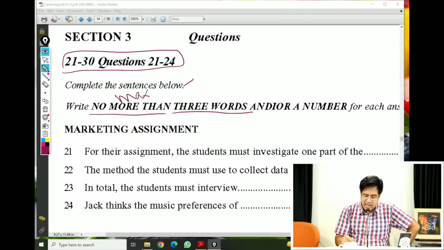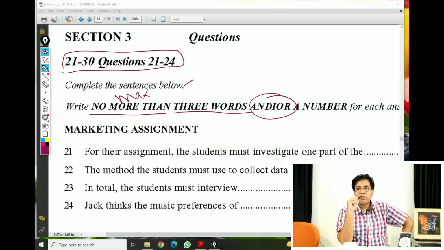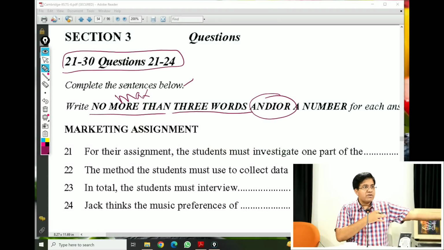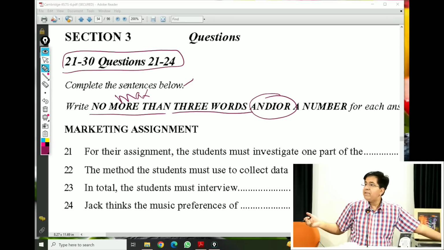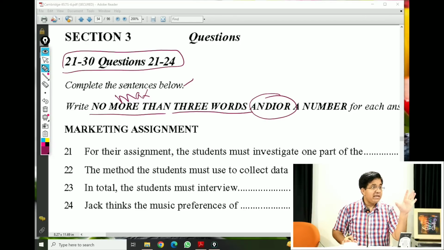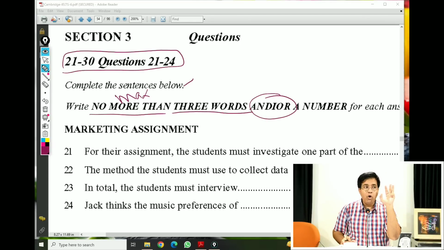And then they've mentioned and or a number. And or a number means maximum 3 words plus number, only 3 words. There can be any combination like that, okay? So it doesn't mean every time you have to write 3 words. No more means maximum, yeah.